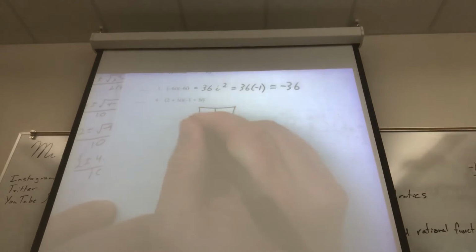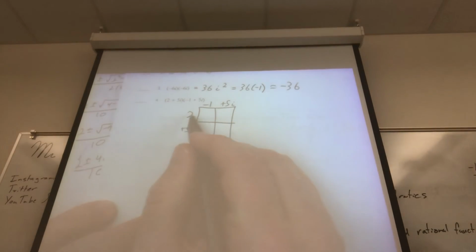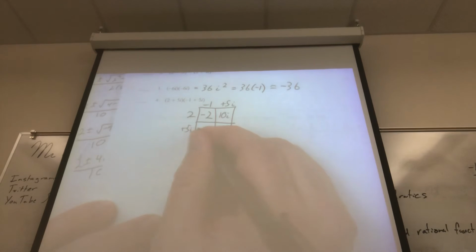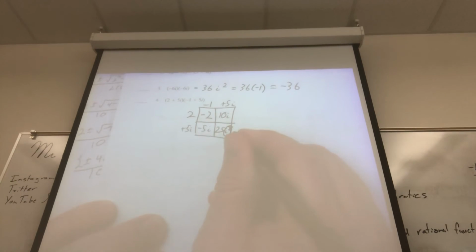And then when you get down here to number 4, you have to make the boxes. You're going to multiply this out. 2 plus 5i, -1 plus 5i. 2 times -1 is -2. 2 times 5i is 10i. -1 times 5i is minus 5i. And 5i times 5i is 25i squared. i squared is going to make this 25 times -1, which means that's going to make it a -25.